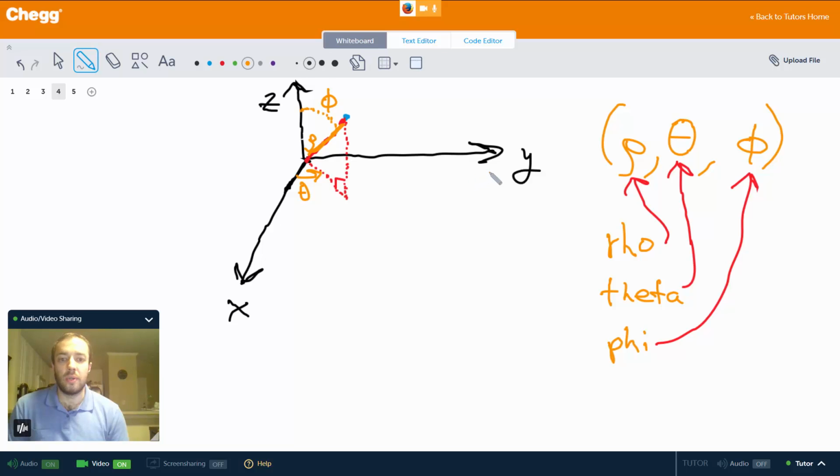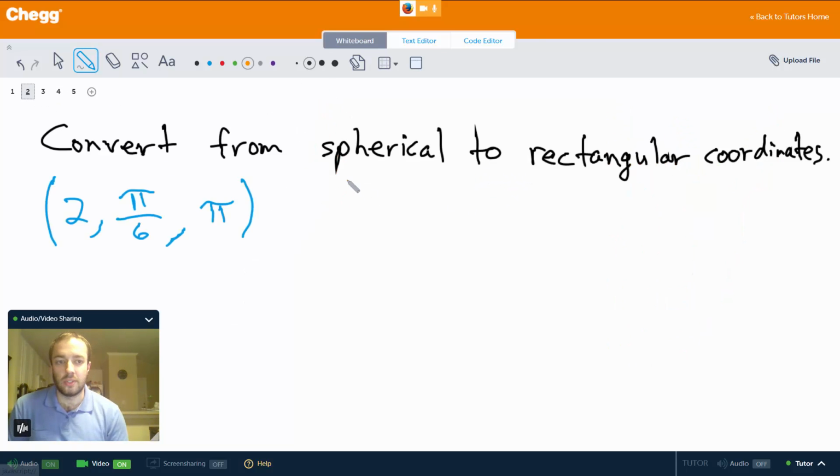Now, what I want to do is an example where we convert from spherical coordinates to rectangular coordinates. So how do we go about doing that? Well, there's a formula that we could use. Okay, and the formula, it's pretty straightforward. It's really just a matter of knowing our trigonometry. So here we have rho, theta, and phi. Okay, and our point is 2, pi over 6, pi. Right, so convert these coordinates from spherical to rectangular.